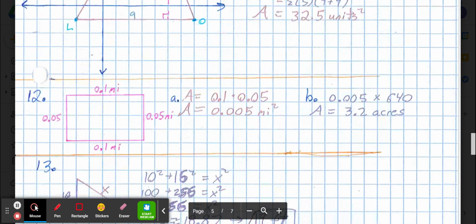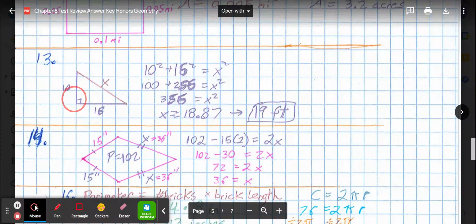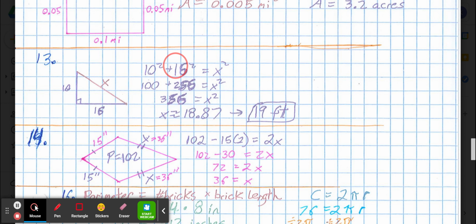So if we think about that portion of the roof, we knew the rise was 10 feet and the run, or the length, was 16 feet. We're trying to figure out the hypotenuse in this case, x, the length of the gutter. So 10 squared plus 16 squared equals x squared. So 356 is x squared. So if we square root that, x is approximately 18.87, which means to the nearest foot, the gutter would have to be 19 feet long.